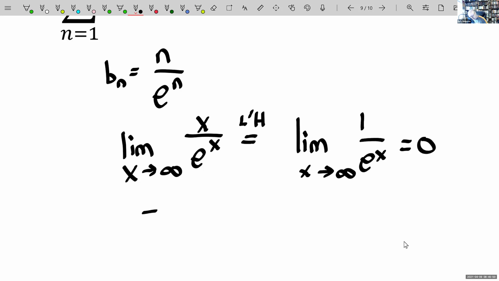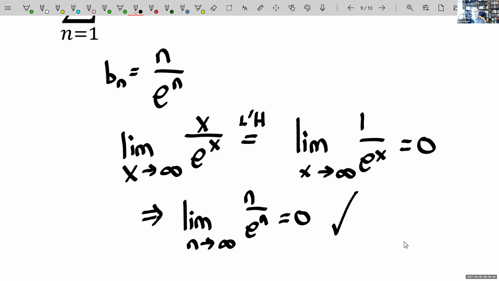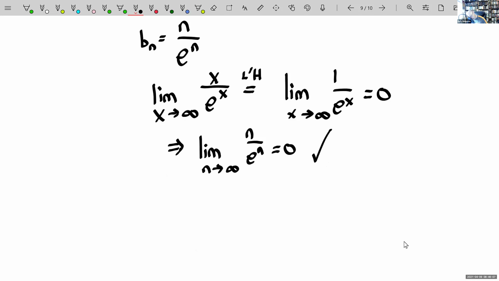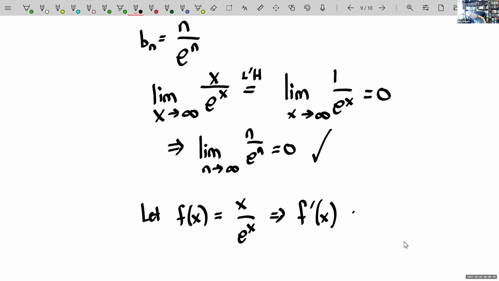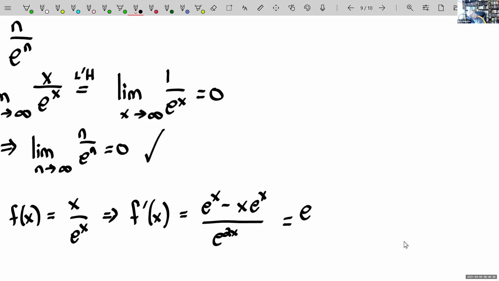So we happen to know the limit as n goes to infinity of our base sequence, n over e to the n, must equal 0. Yay. First half of alternating series test done. What about that second half? Well, again, let f of x equal x over e to the x, and that will imply f prime of x is equal to derivative of the top times the bottom minus the top times the derivative of the bottom all over the denominator squared. If you take a look at that, you can factor out an e to the x and cancel it with the e to the x downstairs. You'll end up with this. And this is going to be negative for all x greater than 1.